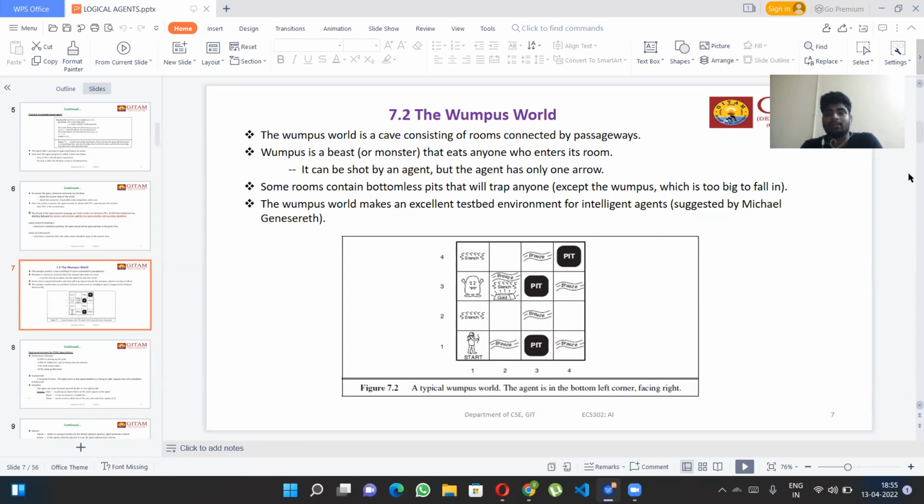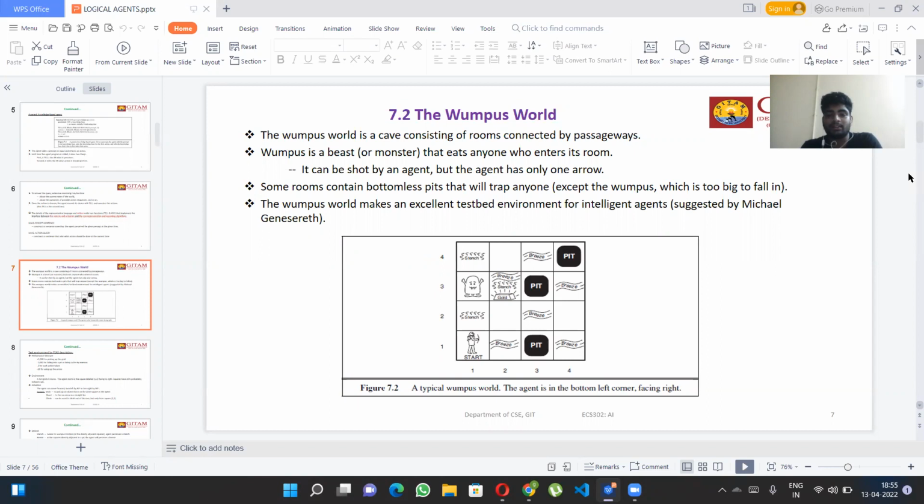The Wumpus is an animal, a beast or a monster that will eat anyone who enters the room. The Wumpus will kill the person who enters the room. It will eat in one shot. It can be shot by an agent. The agent can kill a Wumpus, but the agent will have only one arrow to kill a Wumpus.